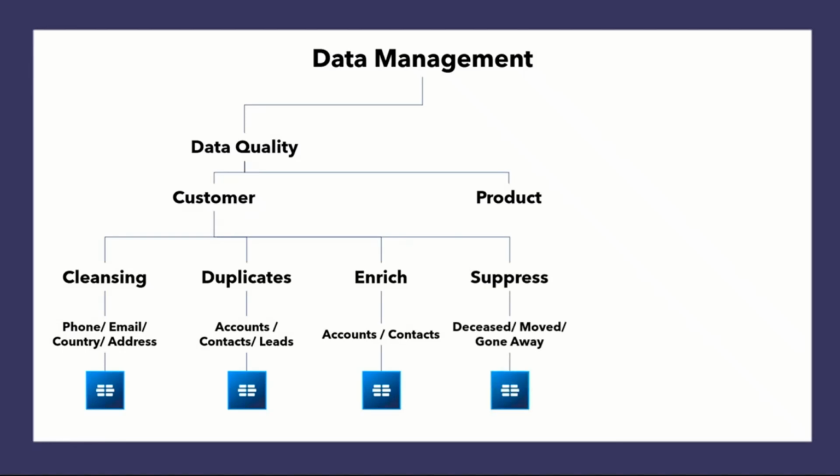And then suppression: have people died? Have people moved? Have they gone away? Deceased, obviously very simple to explain. Moved, have people moved house potentially, or have they gone away and we don't know where they are? And finally, product data, not something that necessarily we deal with in terms of a conversation, but again, a huge space and a huge challenge.